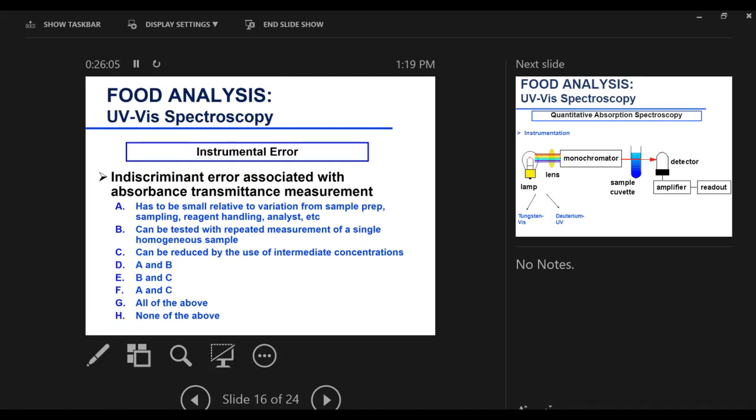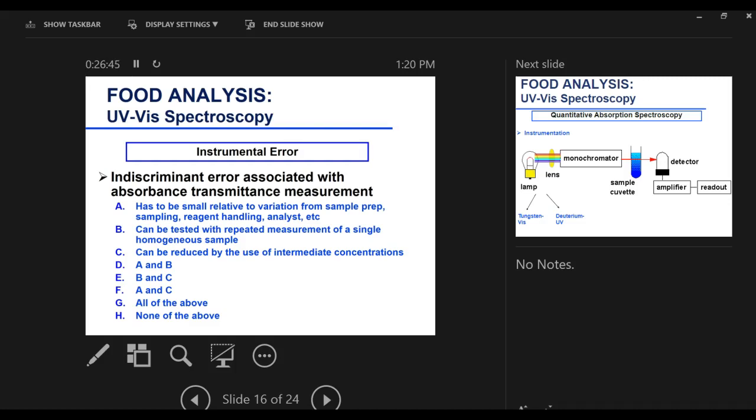Indeterminate error associated with absorption or absorbance transmittance measurement. What is indeterminate error? We call this instrument noise. When you get a signal for no reason, when you get a signal that could be due to interfering substances in the sample or due to carryover contamination. So these are noise, we call it, not the real absorption. So which one is this?